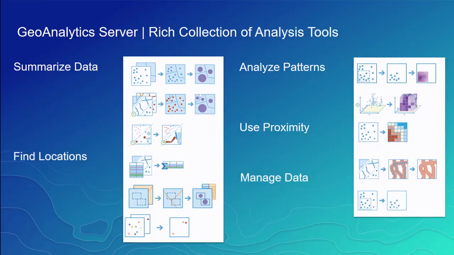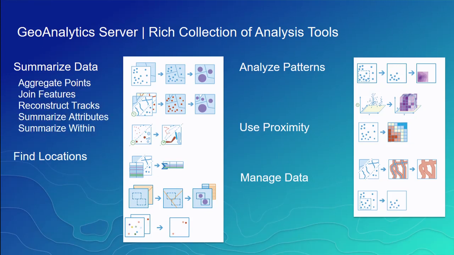For the actual tools we have available, these are those 5 tool sets that we have. Summarize data, of course, being the favorite one I'm pushing today. And we have 5 tools there. So we have aggregate points, where we're aggregating points into bins or polygons. And we could add time stepping as well.